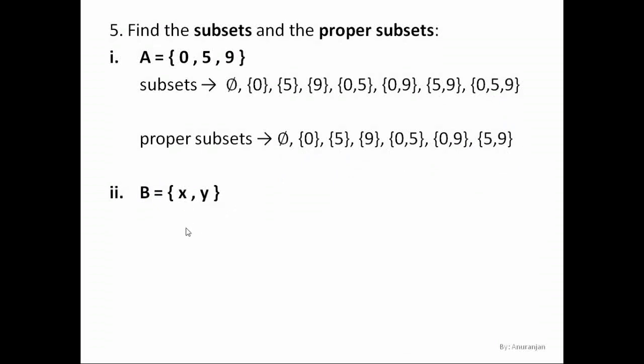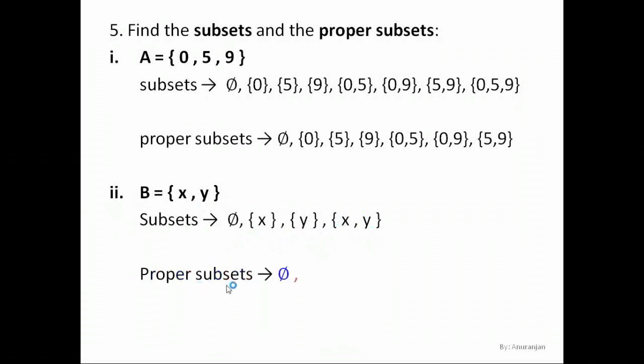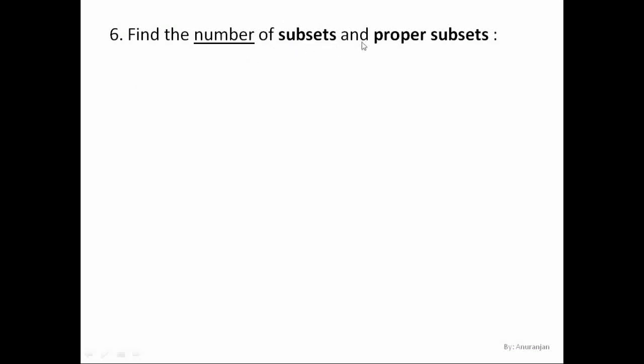Next, B is equal to {x, y}. So what will be the subsets of B? You all know it will be phi, then a set which includes x as an element, a set which includes y as an element, and a set which includes both x and y as elements. Next, the proper subsets will be one less. We just have to remove this. So proper subsets will be phi, a set which includes x, and a set which includes y as an element. Is that clear?